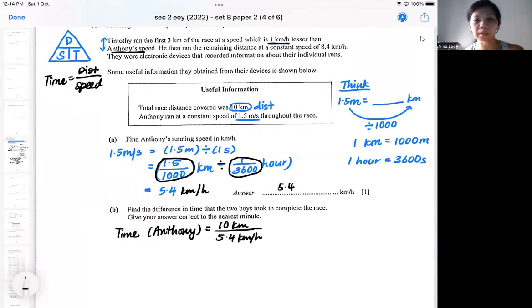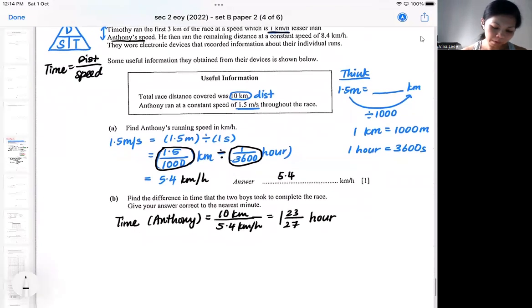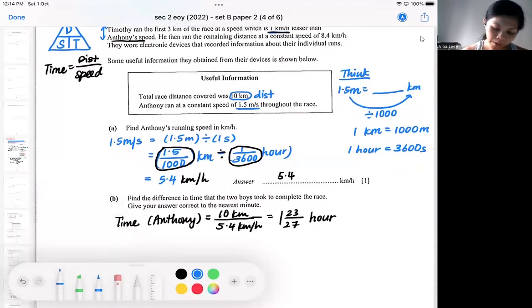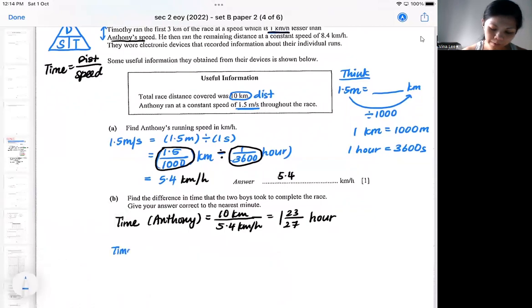So the units must match, kilometer and km/h. So if you do this, and if you put it as a fraction, your units is also in terms of hour. Okay, but then for Timothy, he kind of divided the race into two parts. Okay, so for Timothy, he divided into two parts.